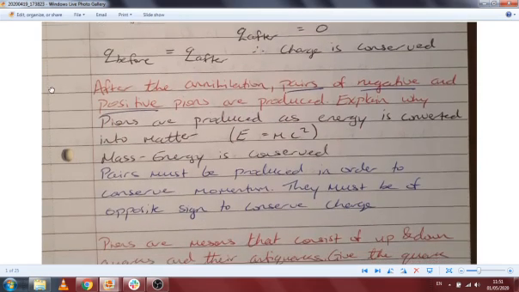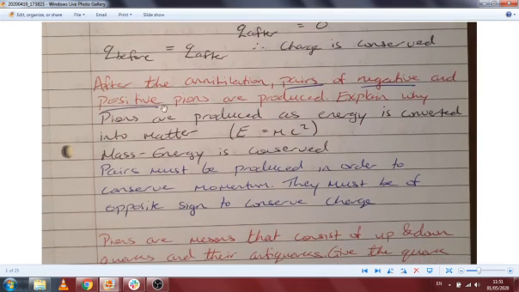Then we have, after the annihilation, pairs of negative and positive pions are produced. Explain why. So I just underline these things because we have to explain both parts. So we have to explain why pairs and negative and positive are produced. So pions are produced as energy is converted into matter. So that's where the pions come from, energy being converted into matter.